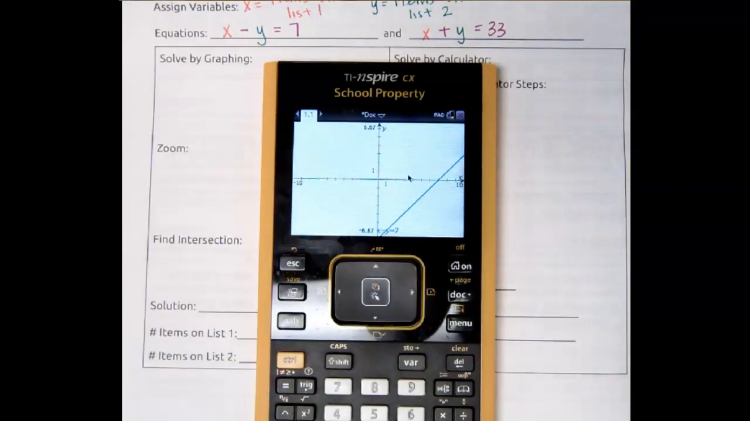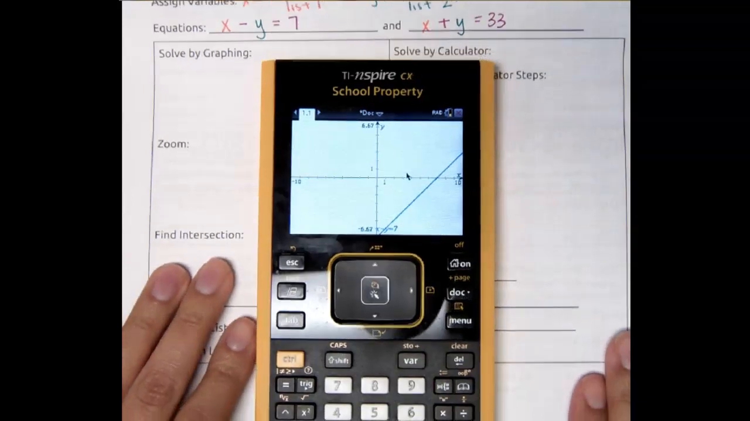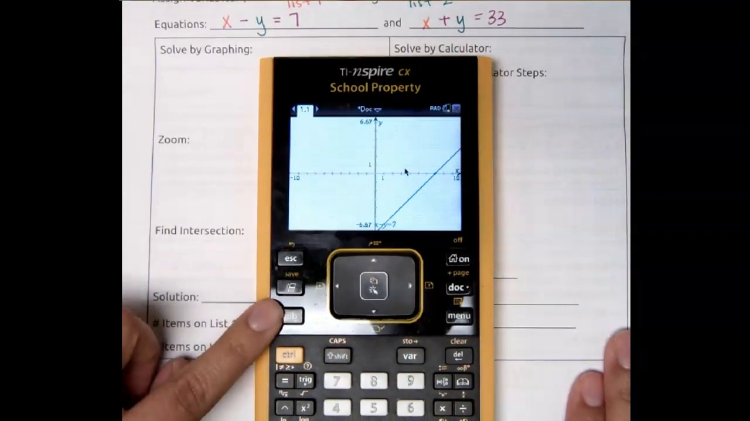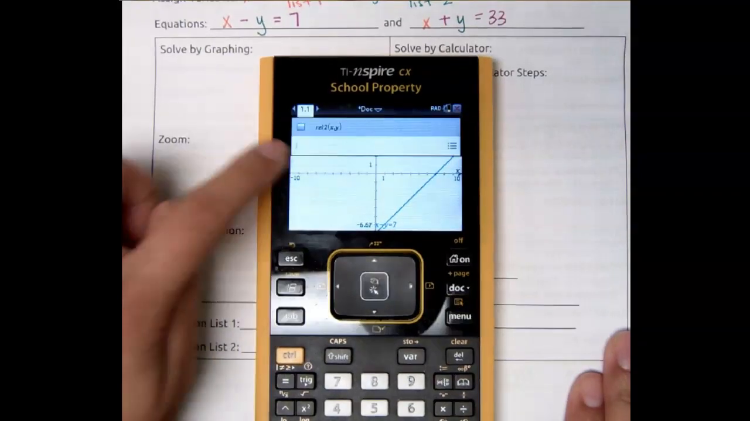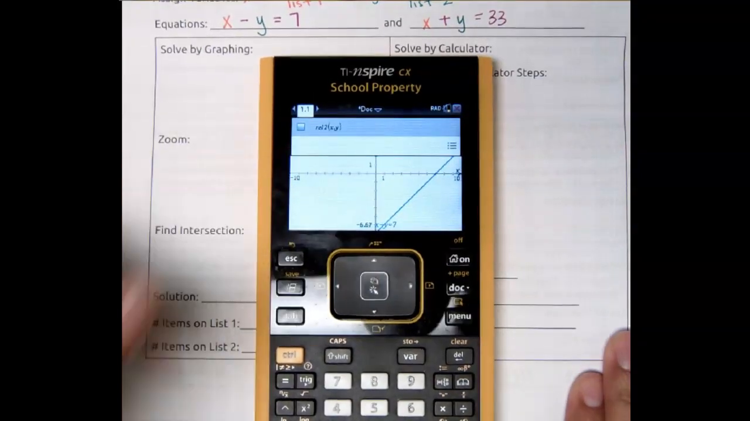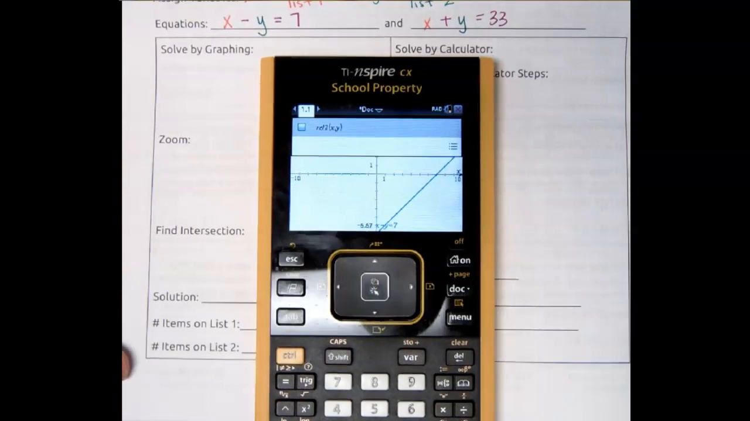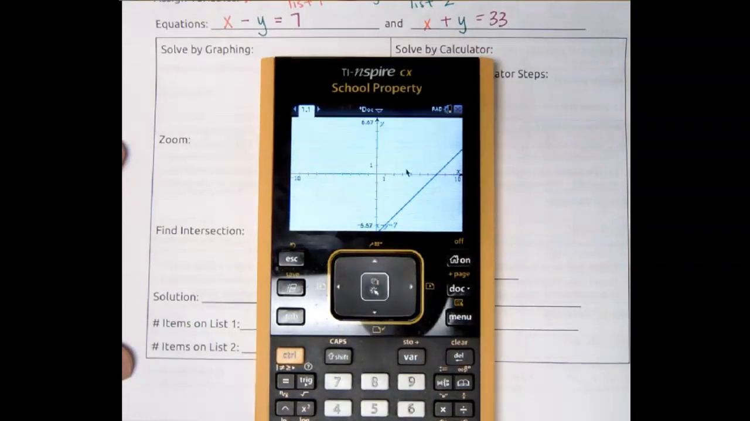Now, I need to see if they actually intersect. So I need to see if there's a solution. So I need to be able to graph the second line on the same screen. If you don't know how to do that, you do that by hitting tab, which is above the control button. So you hit tab, and it's going to open up this window again where I can type in my second equation. So this time I'm going to type in x plus y equals 33, and I'm going to hit enter.